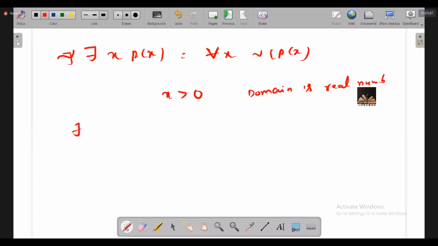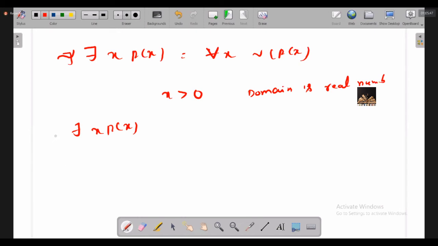The first one is there exists x, p of x. Is the value true or false? There exists x, p of x, where x greater than 0. True or false? Respond in the chat box, everyone. Okay, true, it is true. In some cases there are x values greater than 0. So that's why it is true.